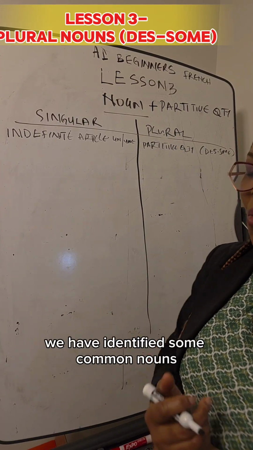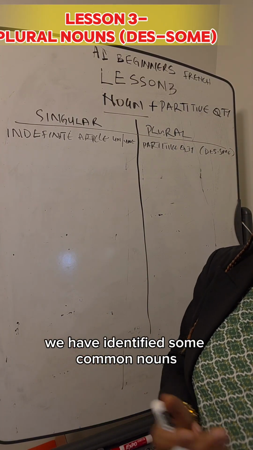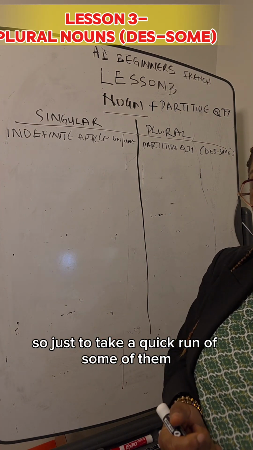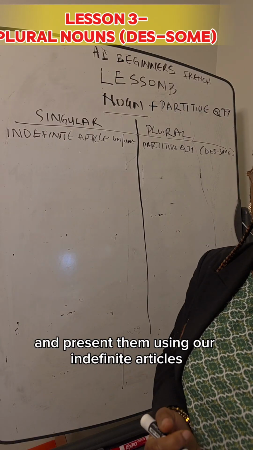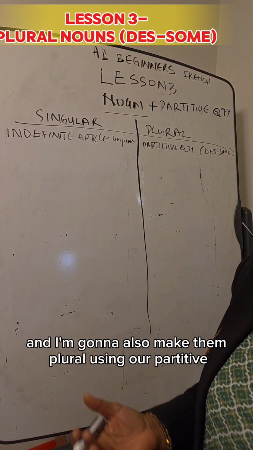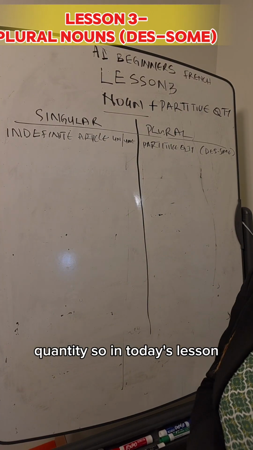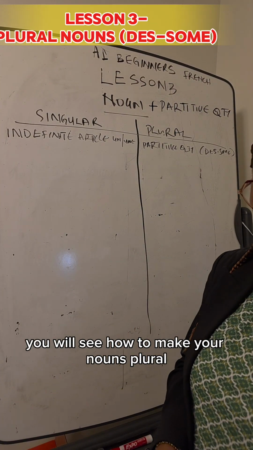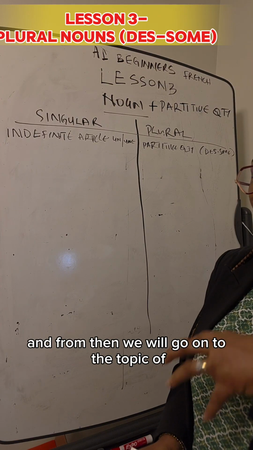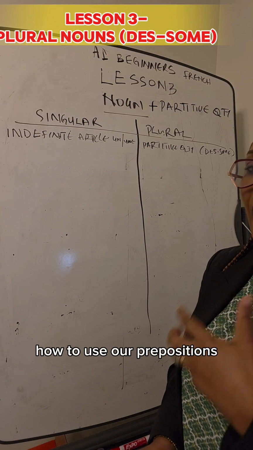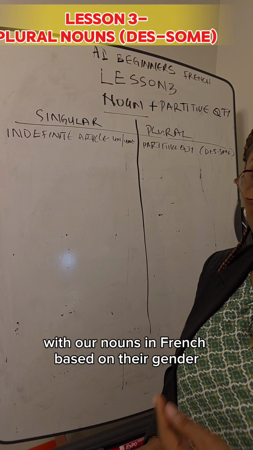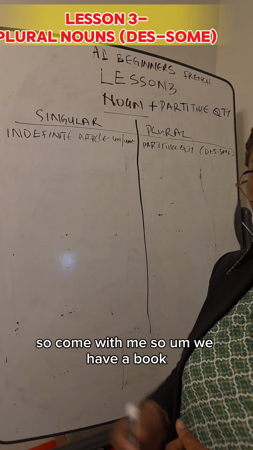So we have identified some common nouns that you would come across in your TEF and TCF exam. So just to take a quick run of some of them and present them using our indefinite articles, and I'm going to also make them plural using our partitive quantity. So in today's lessons, you will see how to make your nouns plural using your partitive quantities, and from then we will go on to the topic of how to use our prepositions with our nouns in French based on their gender. So come with me.